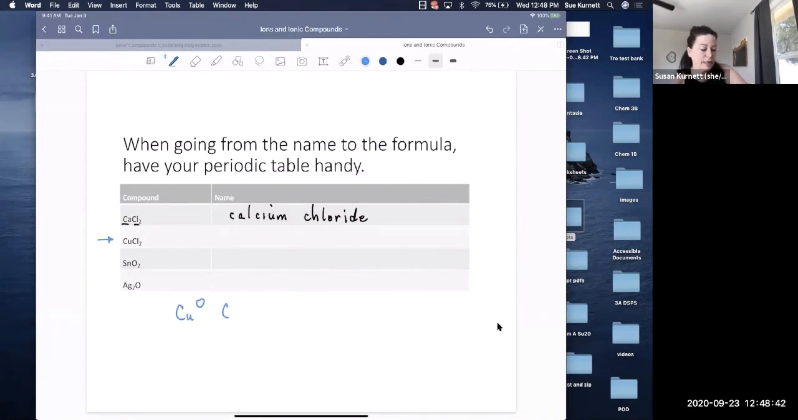Well, I know chloride is a -1, and I see that there's 2 of them. So 1 copper ion has to balance that -2 charge. This must be copper 2.